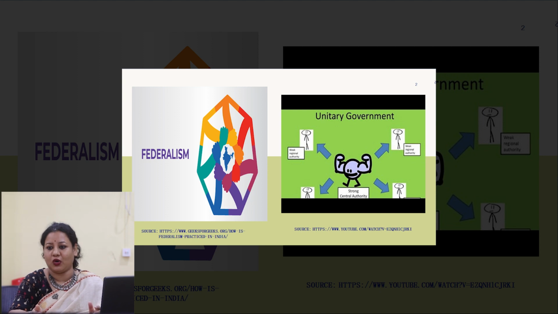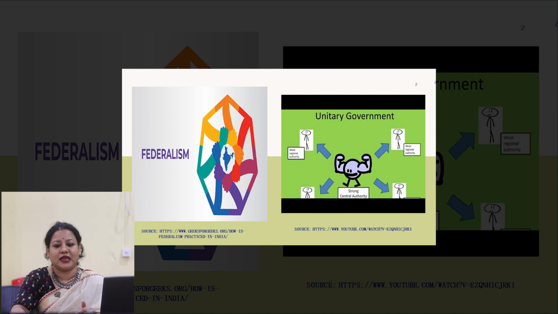Now the question is how? See, we have a written constitution, and that is a federal feature. But at the same time, we have a constitution only for the central government. We do not have a separate constitution for the states. It makes, again, a unitary feature. So it's a mixture of both.